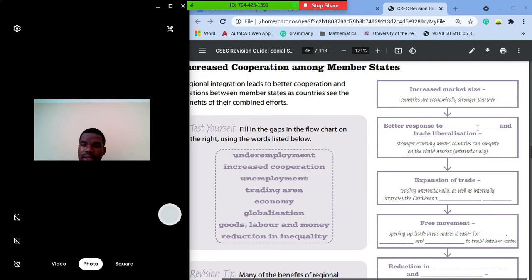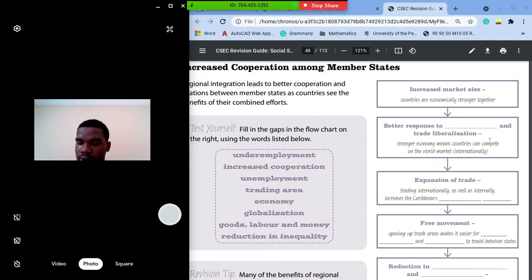Right? So using those words, fill in the blank. Better response to dash and trade liberalization. Sir, globalization. Right. So when you have a stronger economy, it means countries can compete on the world market together. So globalization and trade liberalization helps to have a better response.